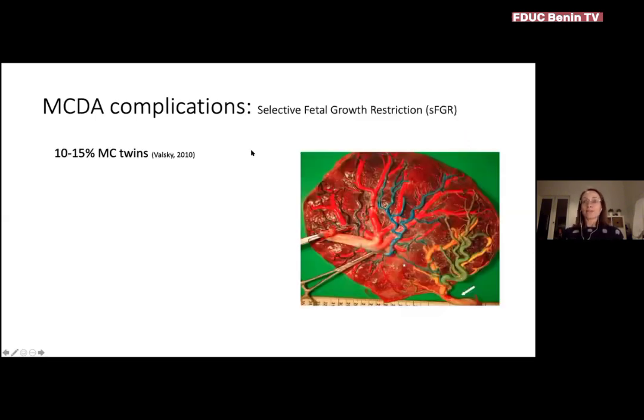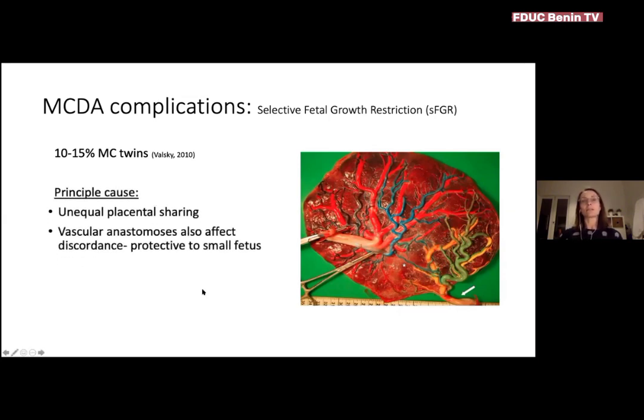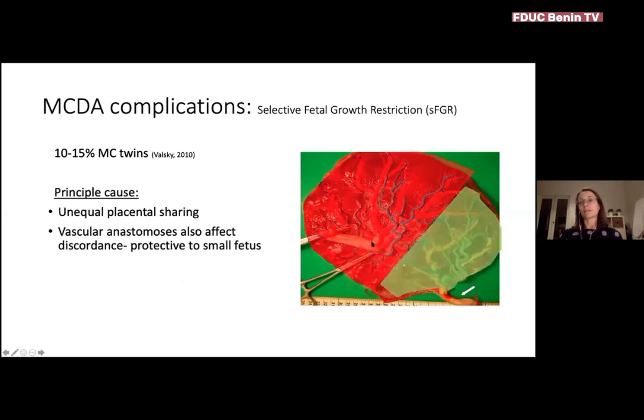So back to selective fetal growth restriction, which happens in about 10 to 15% of monochorionic twins. And it happens because of unequal sharing of the placenta. So you can see in this example here that there's one twin that has a central cord insertion, and its vascular supply is from almost 3/4 of the placenta, whereas the other twin has a filamentous or marginal cord insertion and has a much smaller share of the placenta. There are vascular anastomoses in this placenta, which is usually protective to the small fetus because it allows some transfusion of blood from the larger fetus to the smaller fetus.